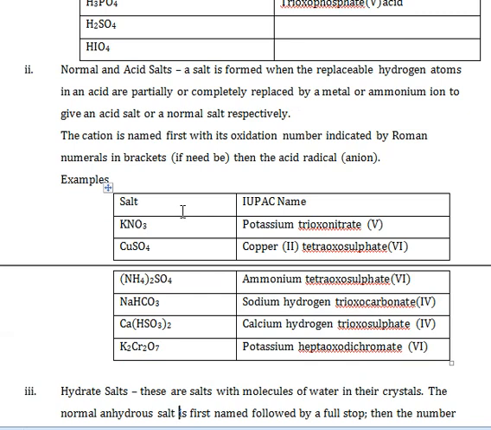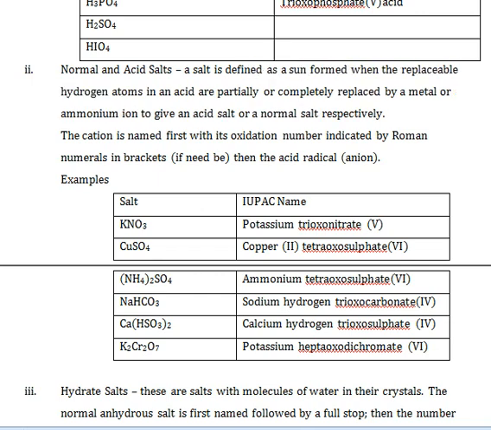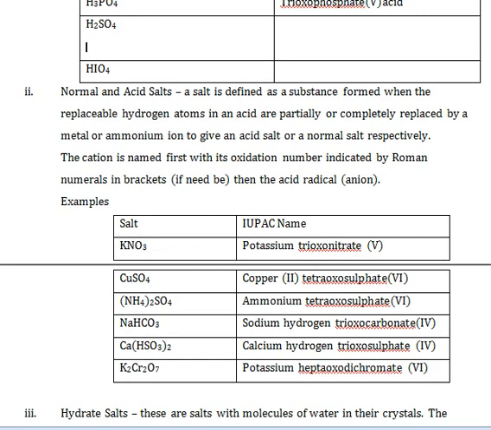Now, a salt can be defined as a substance formed when the replaceable hydrogen atoms in an acid are partially or completely replaced by a metal or ammonium ion to give an acid salt or a normal salt respectively. Now, what do we mean by saying that? If this is an acid, let's take H2SO4 for example.